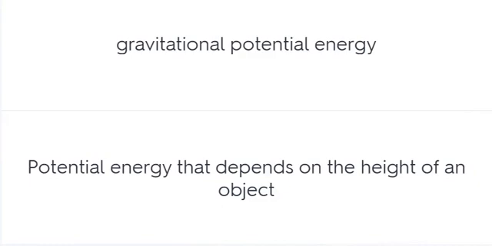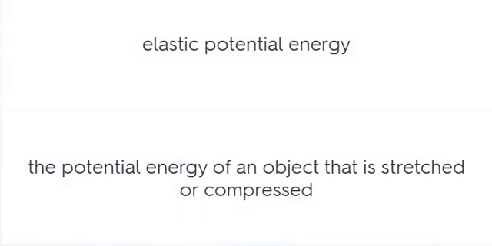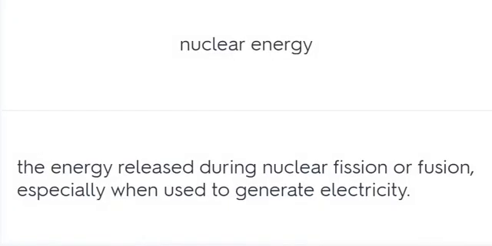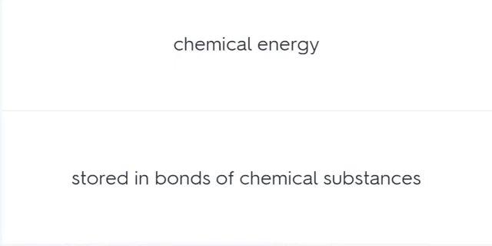Gravitational potential energy. Potential energy that depends on the height of an object. Elastic potential energy. The potential energy of an object that is stretched or compressed. Nuclear energy. The energy released during nuclear fission or fusion, especially when used to generate electricity. Chemical energy, stored in bonds of chemical substances.